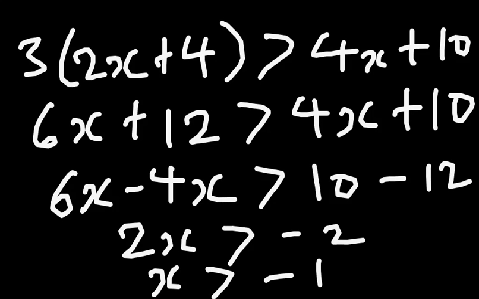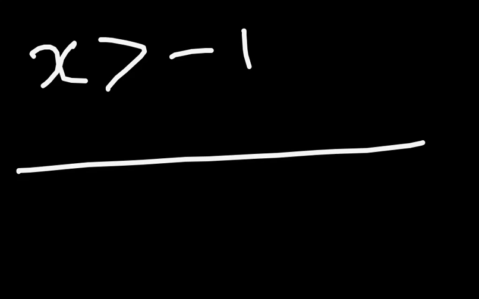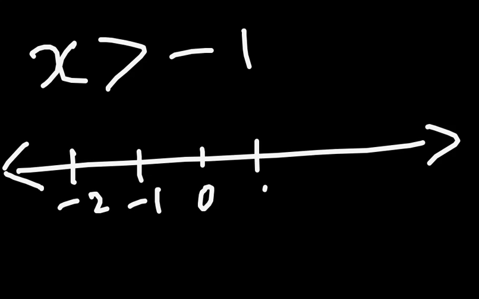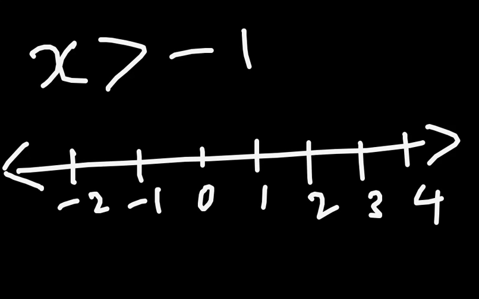Now let's do this on our number line graph. x greater than minus 1. Have our graph there: minus 2, minus 1, 0, 1, 2, 3, 4. This time around, we'll have an open circle, because we do not have a greater than or equal to sign or less than or equal to sign. We have just a greater than sign. So start from minus 1 upward.